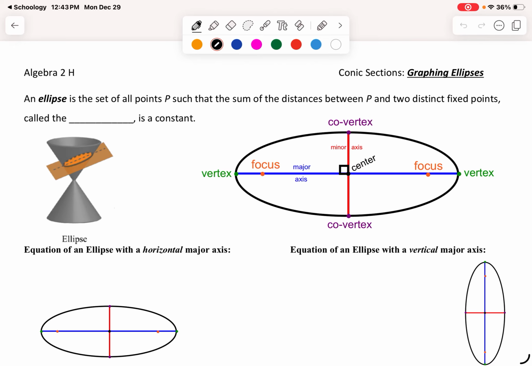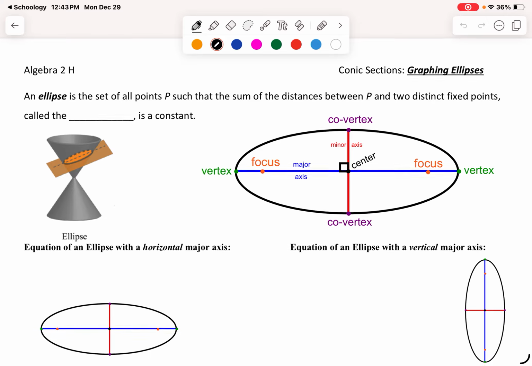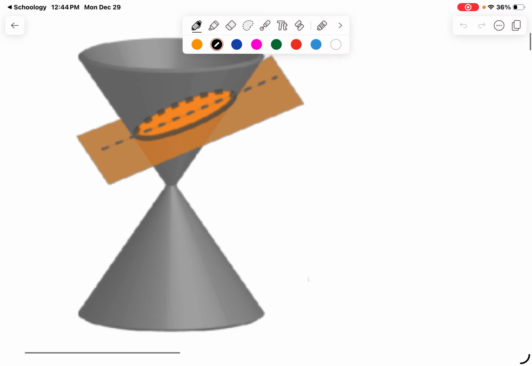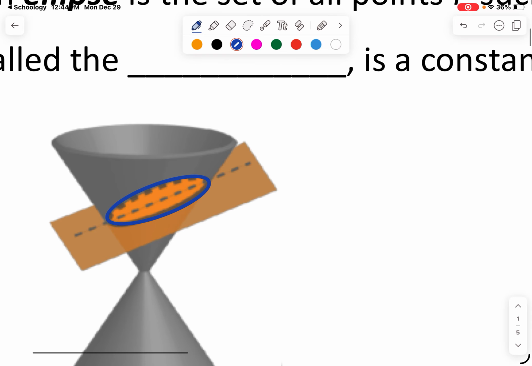All right, it's time for our next conic section. This one is an ellipse. So if we look at our double-napped cone here, if we take a cross section that is on a diagonal-ish, but going through the entire cone, we get this shape right here. If you ask someone what that shape is, they might call it an oval, but we call it an ellipse, okay?